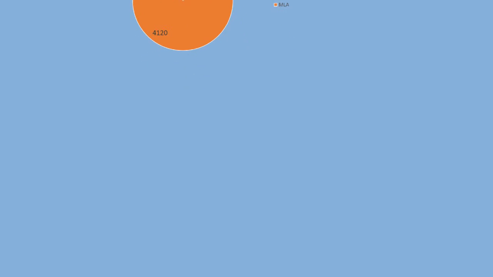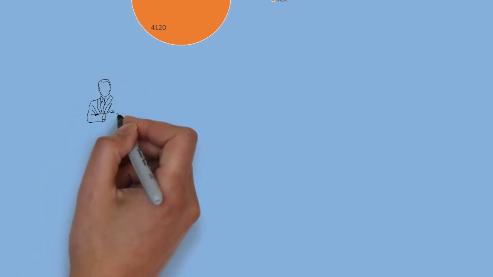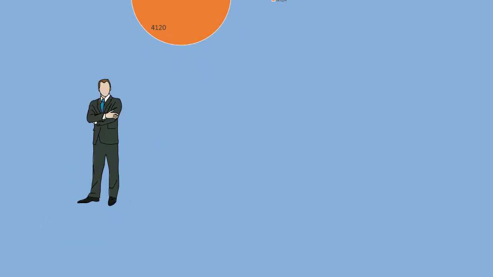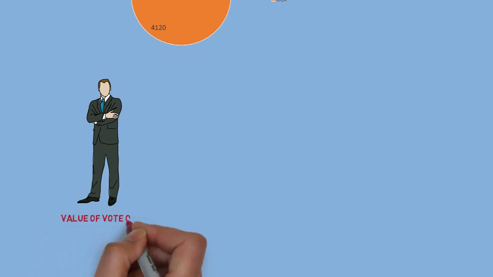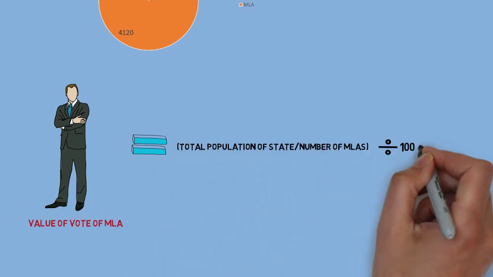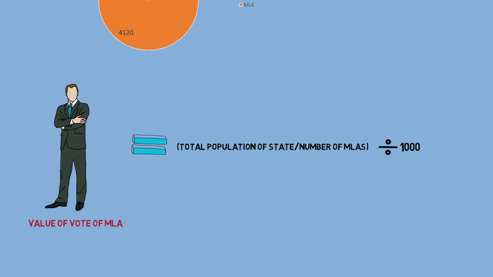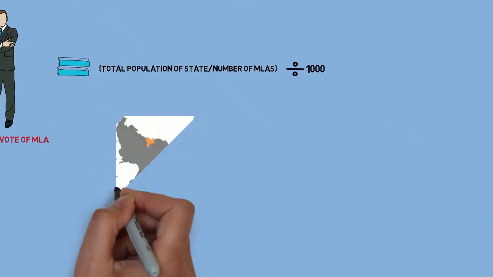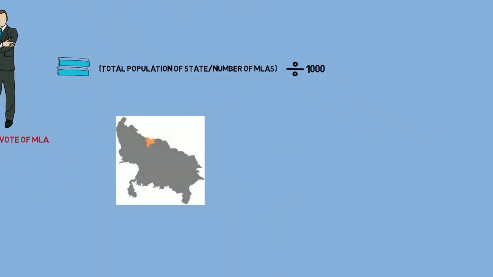Friends, in a general election, the value of the vote of a person is considered as 1. But for the presidential election, the value of the vote of electors is determined by a formula. The value of the vote of an MLA is calculated as the total population of the state divided by the number of MLAs, and the whole number divided by 1000. So MLAs belonging to different states will have different values for their votes.